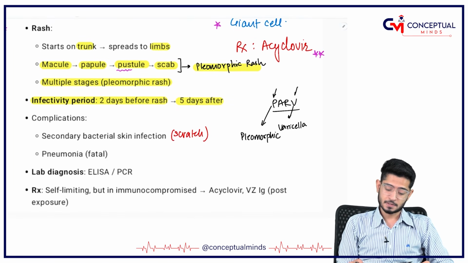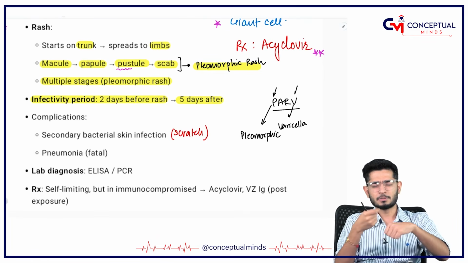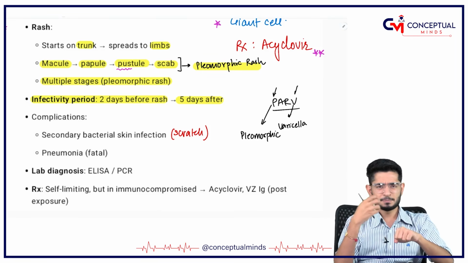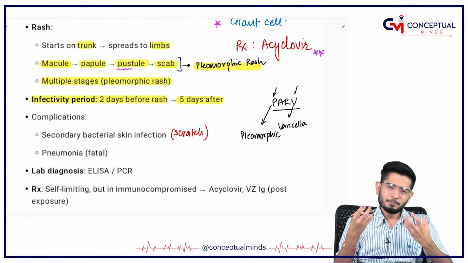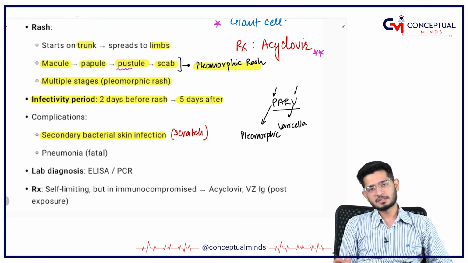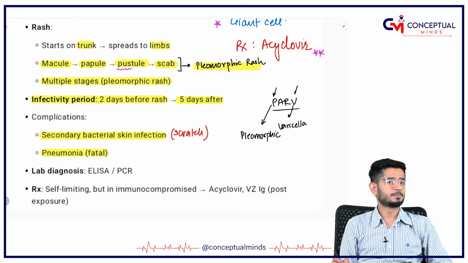What are the complications? A lot of people do this: whenever a blister of varicella comes, or the macule, papule, pustule, people scratch it, and once people scratch it, it is a breeding ground for secondary bacterial infections. Secondary bacterial infections start growing. That is also okay. But if varicella enters your lungs, my dear friend, it is fatal. It causes pneumonia that is not cured and it is fatal. Although the chances of going into the lungs are rare, still it is fatal.